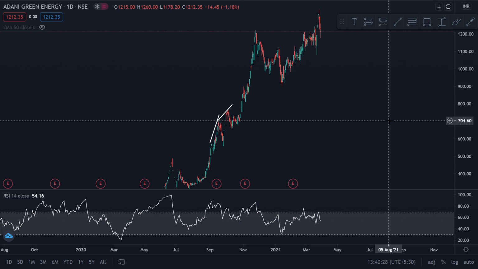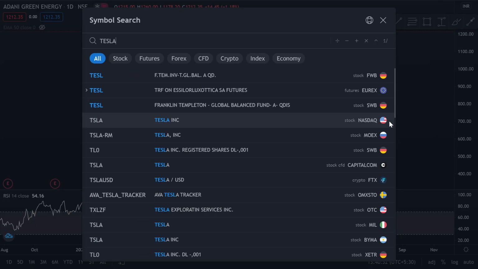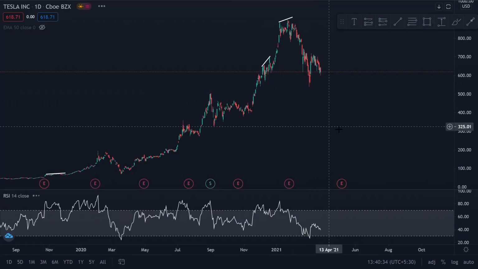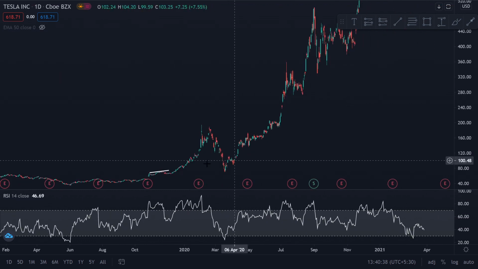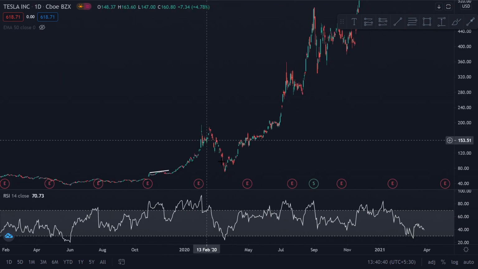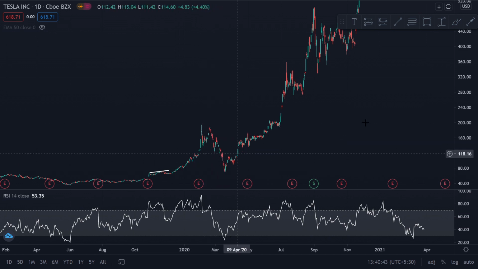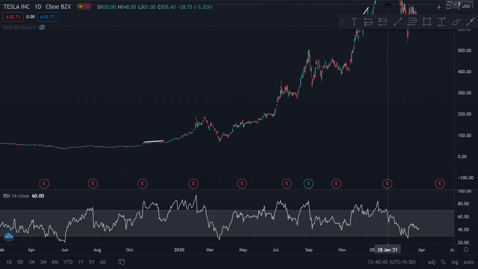Another example of a high momentum stock, a very famous example in the US markets, is Tesla, right? If you look at Tesla as well, this was the March crash. Believe it or not, this is how small the March crash was. And after that, this is what happened to Tesla.